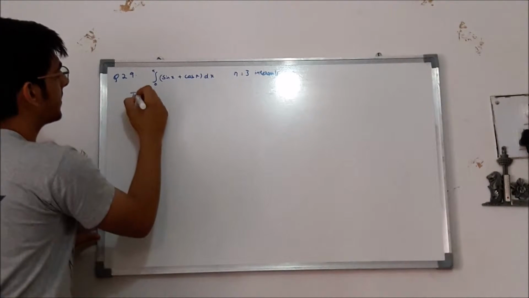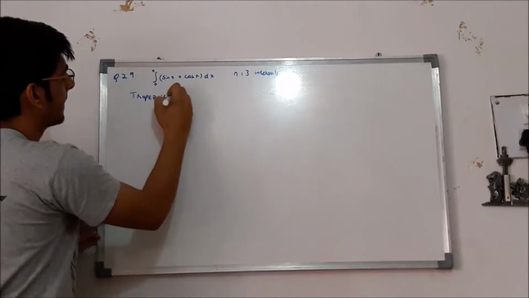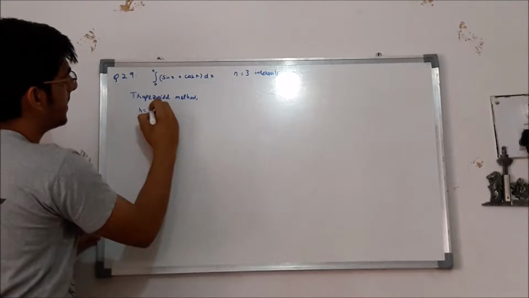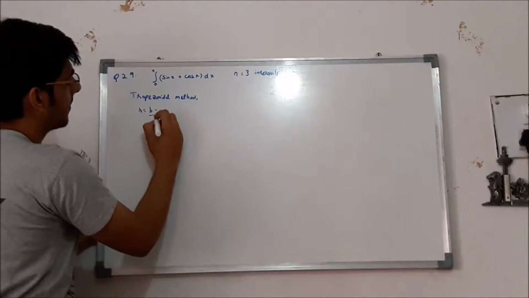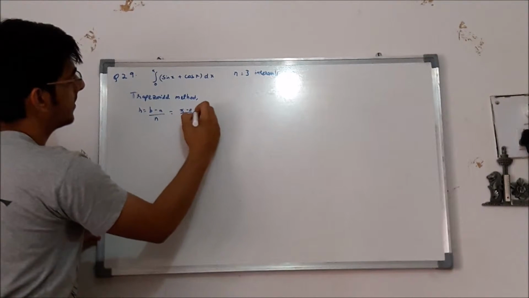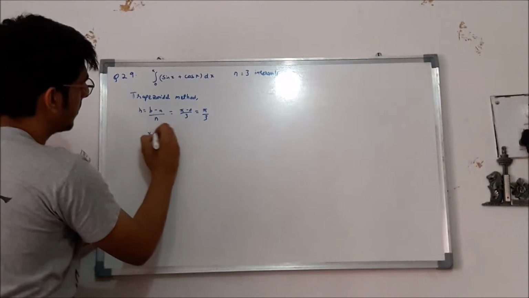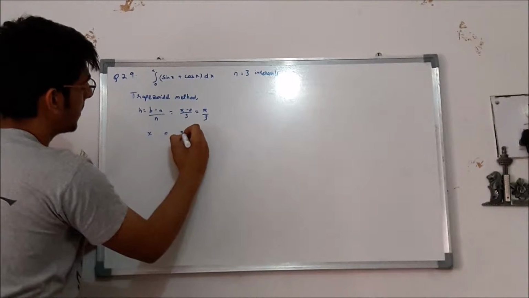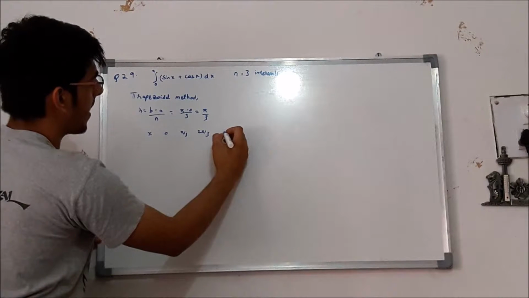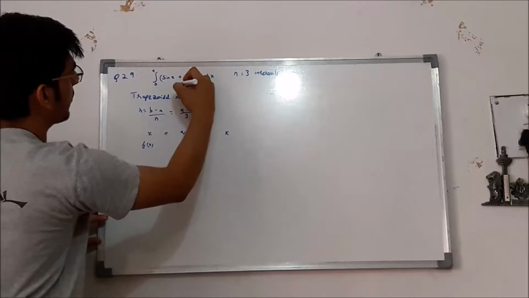So first, for the trapezoidal method, h is given by (b minus a) by n. So that will be (pi minus 0) by 3. So h is pi by 3. Now let's make a table for x: 0, pi by 3, 2 pi by 3 and pi. The value of f of x will be, this is f of x.